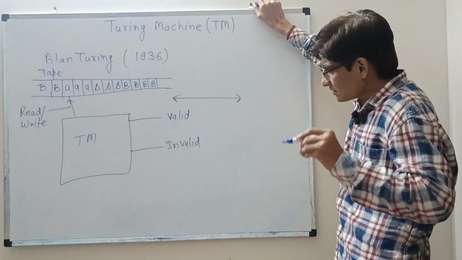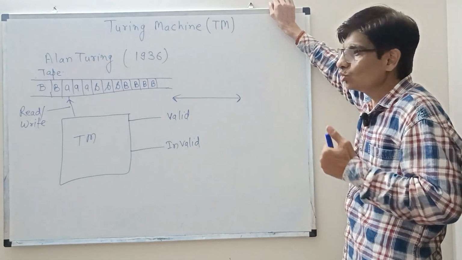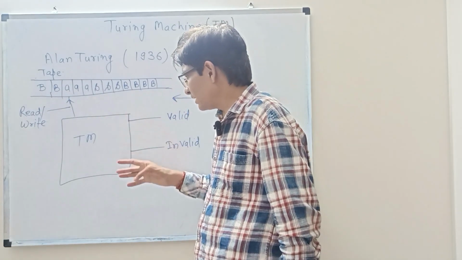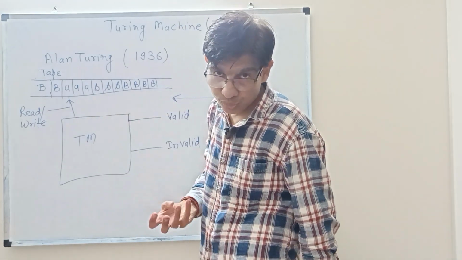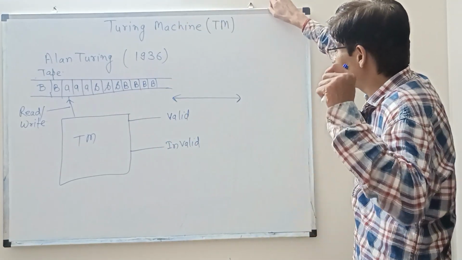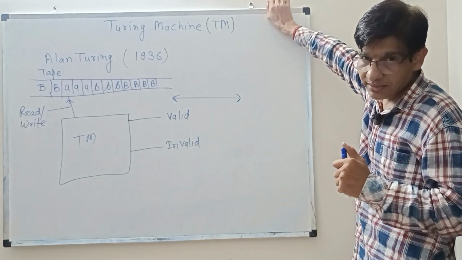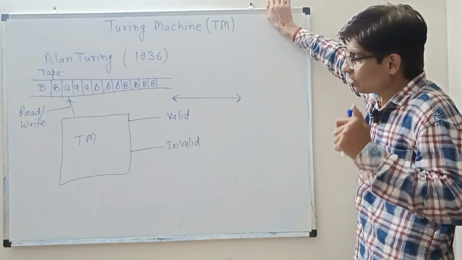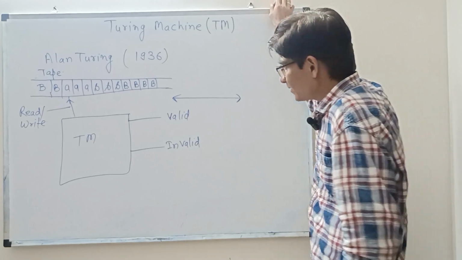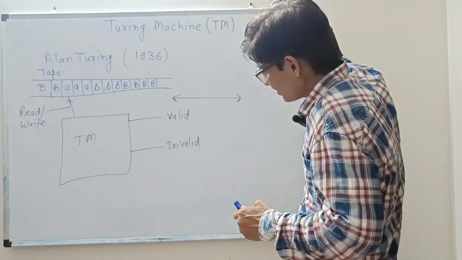Now, finite automata work in two different ways. Some finite automata can produce output based on the input, and some finite automata only accept the given string, or only validate the given string. So in this way, Turing machine can also work in two different ways.